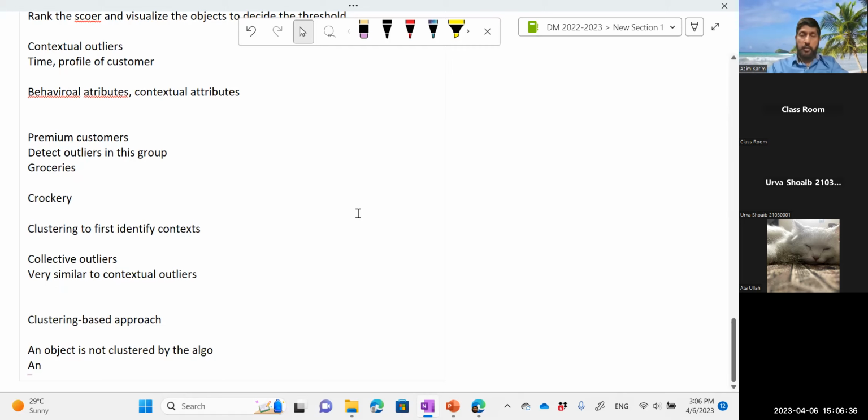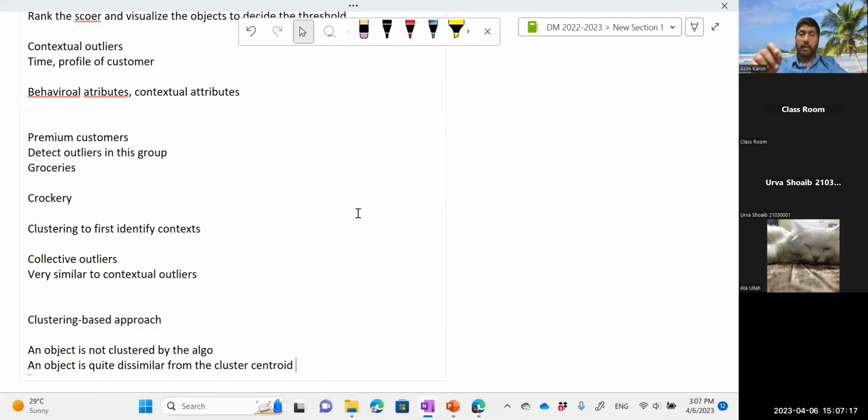So another way is an object is quite dissimilar from a cluster, you can say centroid or medoid. तो आप Euclidean distance में देखेंगे तो object is far away from the cluster mean. And of course, far का कोई thresholding करेंगे. If that distance is beyond that threshold, then you will say that it's an outlier.